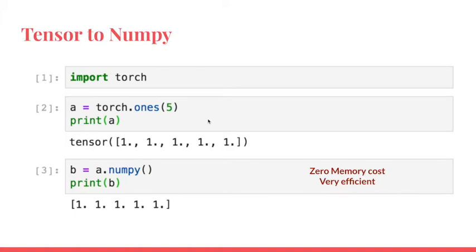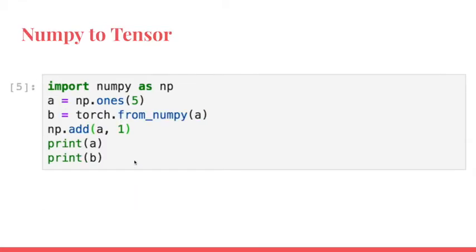A is a tensor with 5 ones, and to convert a tensor to NumPy, I can simply use .numpy to convert it. And there's zero memory cost. It's very efficient. They use the same space, and pointer A and pointer B are pointing to the same location. To convert NumPy to tensor, it's also very easy by using the from NumPy.